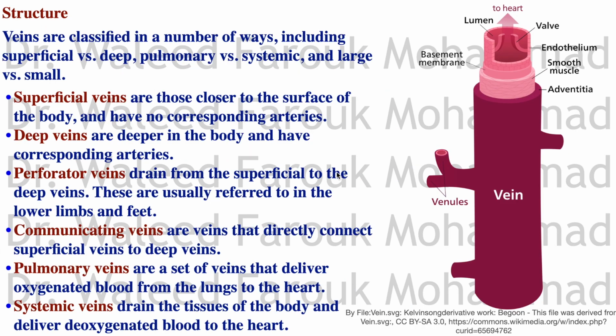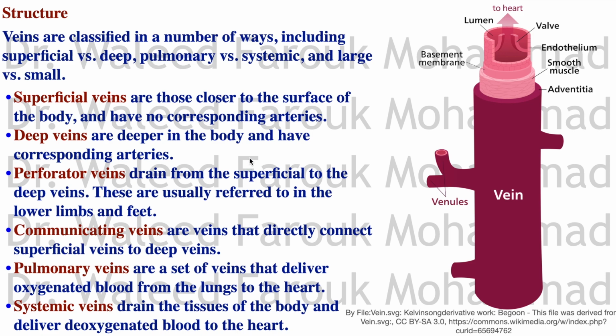Structure of the vein. Veins are classified in different ways. For example, superficial and deep veins, or pulmonary and systemic circulations, and pulmonary and systemic veins, and large and small veins. Superficial veins, from the name, are closer to the surface of the body and have no corresponding arteries. Deep veins are deeper in the body and have corresponding arteries.